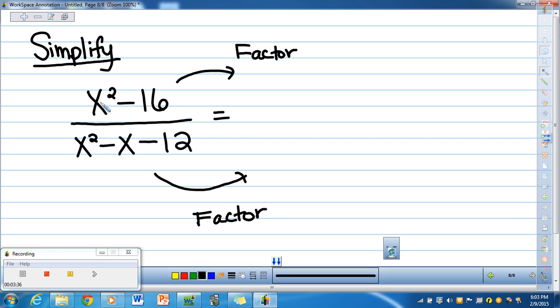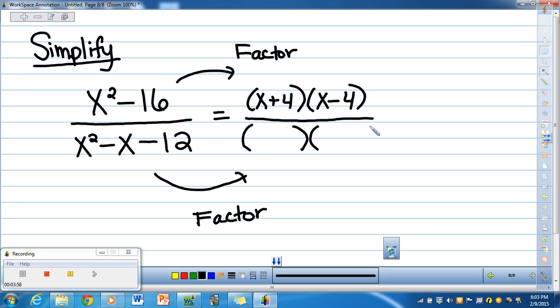On the top, x squared minus 16 represents a difference of squares. We can factor this into x plus 4 times x minus 4. Remember that if we multiply this out using FOIL, we should get the same thing we started with over here. To factor out the bottom, we are looking for two numbers that multiply to -12 and add to -1. Can you think of the two numbers? That's right, x minus 4 times x plus 3.